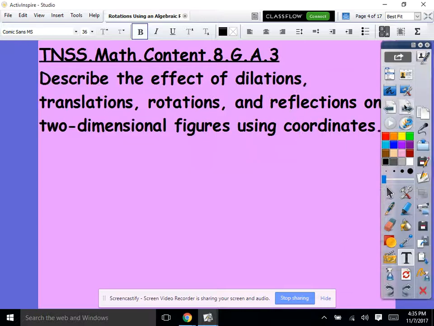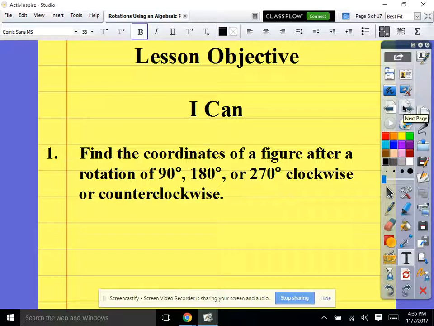Another standard for today is to describe the effect of dilations, translations, rotations, and reflections on two-dimensional figures using coordinates. And today we are focusing on rotations. Your lesson objective: I can find the coordinates of a figure after a rotation of 90 degrees, 180 degrees, or 270 degrees clockwise or counterclockwise. So you'll need to pause the video and write that down.